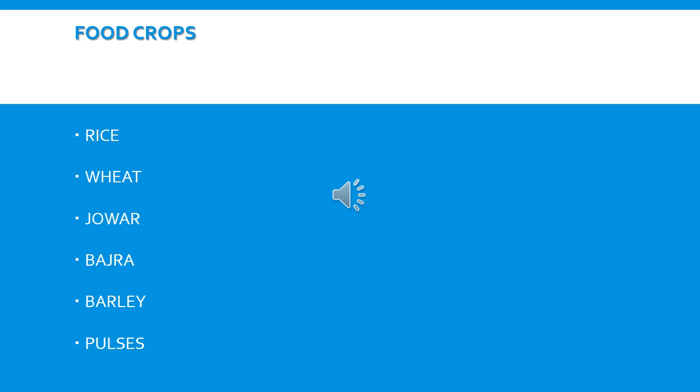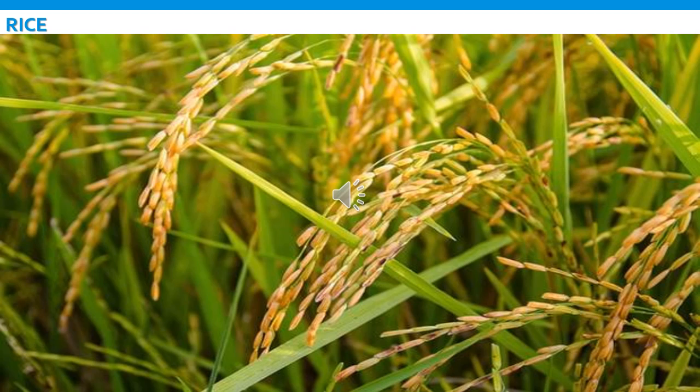So what are the major food crops cultivated in India? Rice, wheat, jowar, bajra, barley, and pulses. So the food crops cultivated in India are rice, wheat, jowar, bajra, barley, and pulses. So first, rice, the major food crop in India.